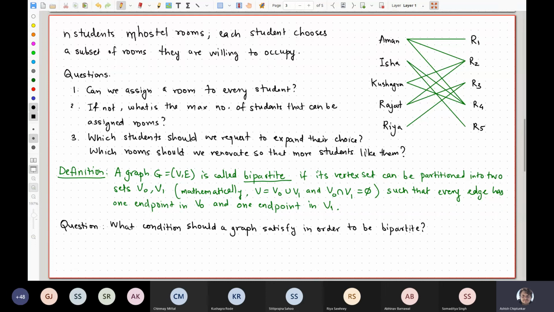So what does the definition say? The definition says that every edge must have one endpoint on one side and the other endpoint on the other side. Is this point clear? So for example, observation: a bipartite graph cannot have a triangle as its subgraph.